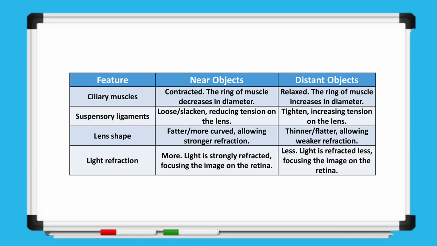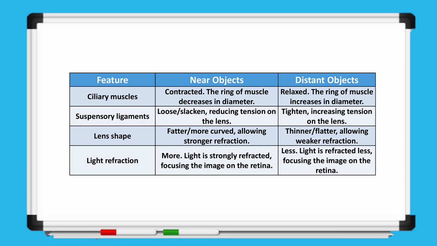Finally, we can understand accommodation more clearly with the help of this table. It summarizes how the eye adjusts for near and distant objects. The ciliary muscles contract when focusing on near objects, reducing the diameter of the muscle ring, while they relax for distant vision, increasing the diameter. The suspensory ligaments slacken during near vision, reducing tension on the lens, and tighten for distant vision, increasing tension.